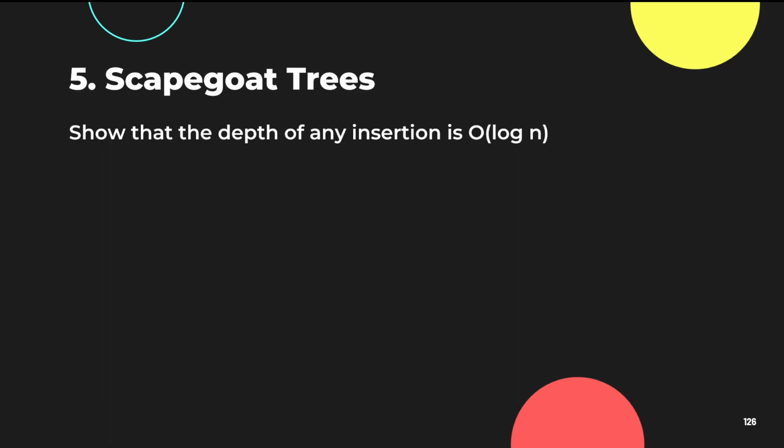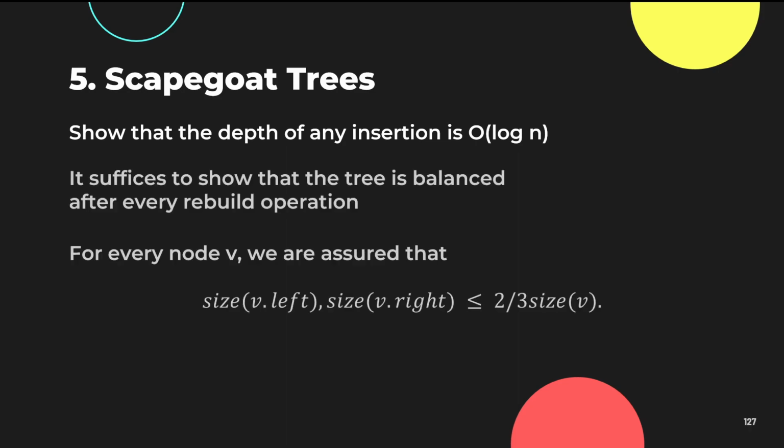How to show that AVL is also O log n, something like that. Why is it O log n in the first place? Because the height of the tree itself is balanced. Because it's balanced, that's why it's O log n, right? So this is how we can prove. To prove that the depth itself is O log n, it suffices to actually show that the tree is balanced after every time you rebuild.